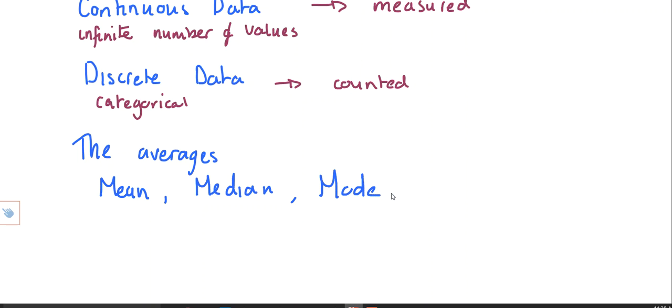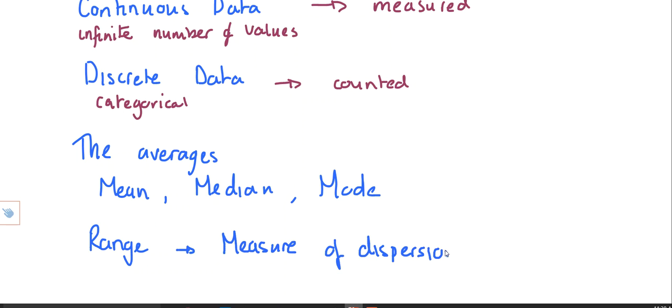Isn't there another one? What is range? Good question. Is the range an average? No. The range is not an average. It is what we would call a measure of dispersion if we wanted to use the fancy word, or spread if we're not. So how far things are spread out. Because that does affect things.